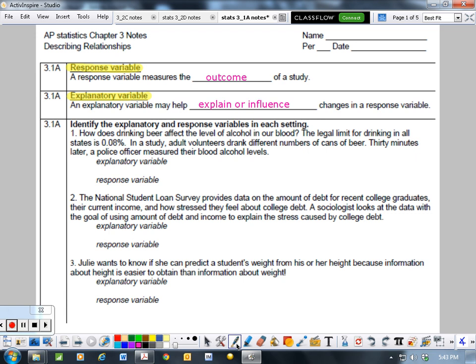So our explanatory variable is what we're using to affect another variable. What we're looking to affect is that response variable. So what we're measuring is blood alcohol levels. That's the response variable. And what we're using to influence the blood alcohol levels is beer. And not just beer, but we're measuring it by numbers of cans of beer.